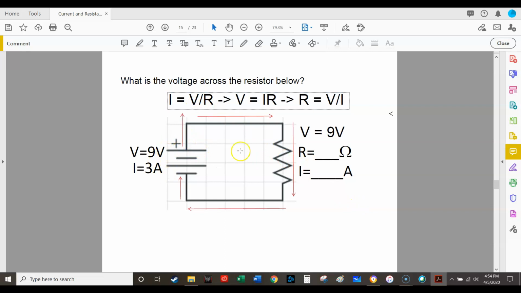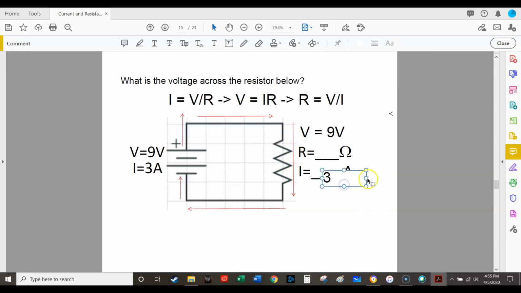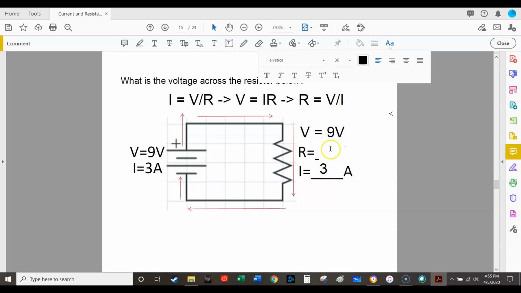Okay, so we have 9 volts being consumed here by the resistor. We know 3 amps is flowing out, 3 amps is flowing across, 3 amps is flowing down through the resistor. So we know this has to be 3 amps. And so now, since resistance is equal to voltage divided by current, and we know that the voltage is 9 volts and the current is 3 amps, then we know that this has to be 3 ohms.